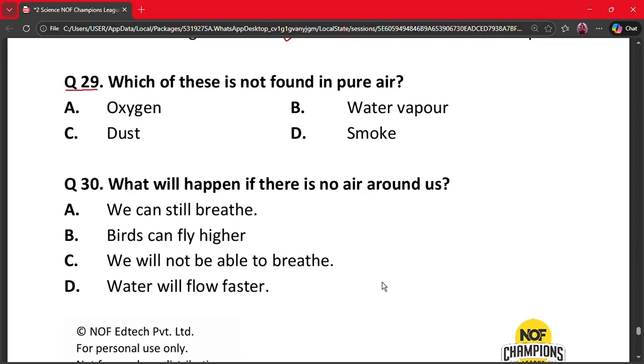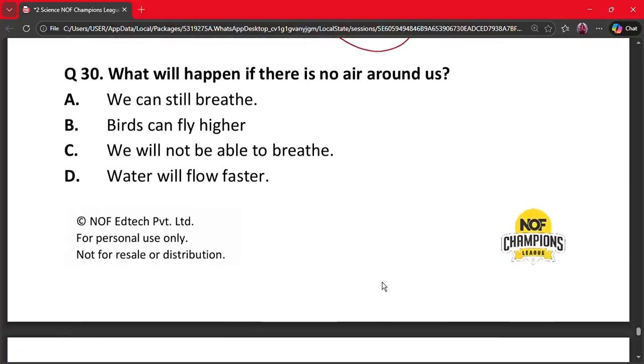Question number 29. Which of these is not found in pure air? A. Oxygen. B. Water vapor. C. Dust. And D. Smoke. The correct answer is option D. Pure air does not contain smoke. Smoke pollutes air and harms health. So the correct answer is option D, that is smoke.